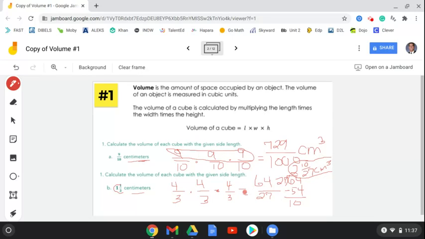Okay, so that's how to find the volume of a cube. Length times width times height. And in a cube, every side length is the same.